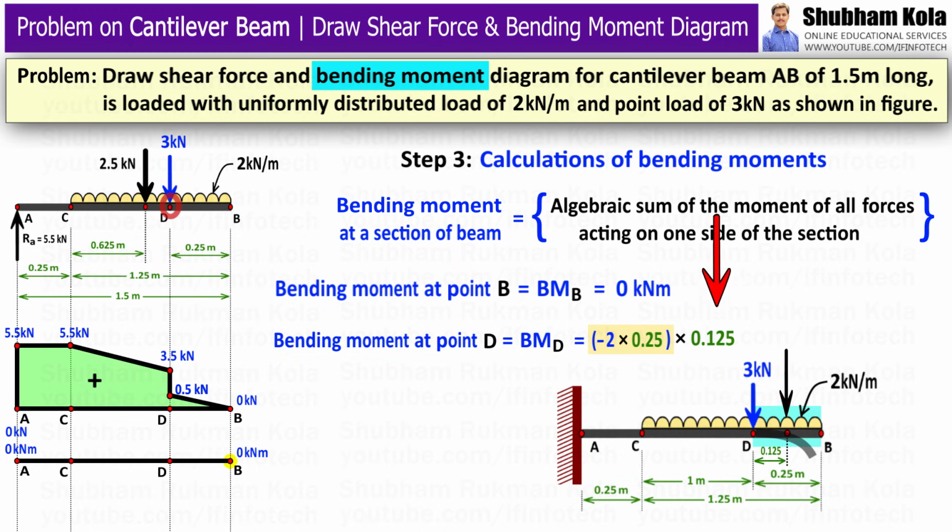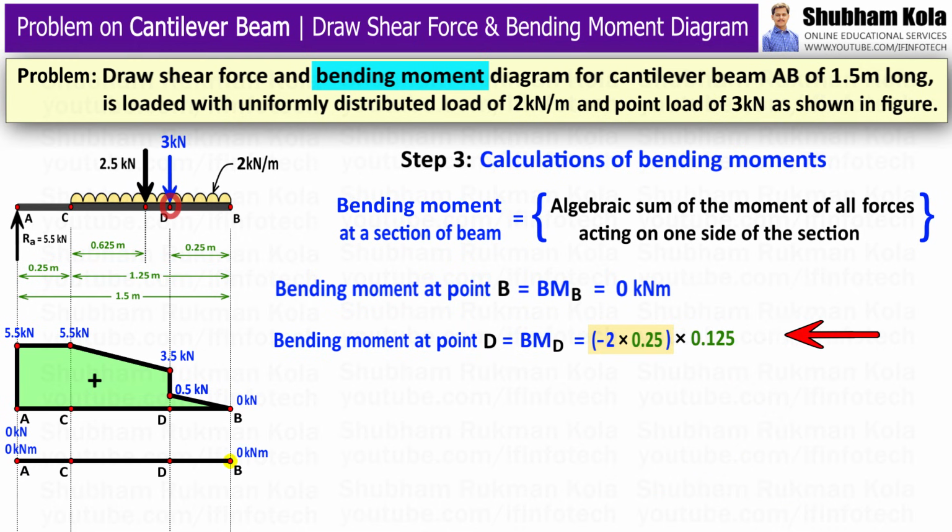And here I will multiply this converted point load with the distance from the point of action of force, that is 0.125 meter. So by calculating, we get the value minus 0.0625 kN meter. As it is a negative value of bending moment, I will mark this point below the reference line of 0 kN meter bending moment. And to draw the bending moment, I will indicate the UDL with a parabolic curve. Hence I will join these 2 points with a parabolic curve.